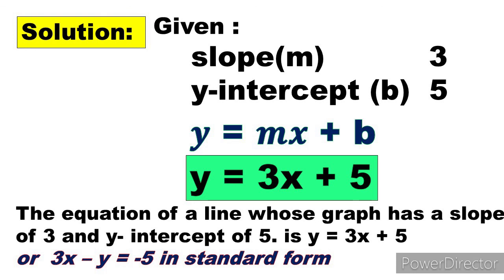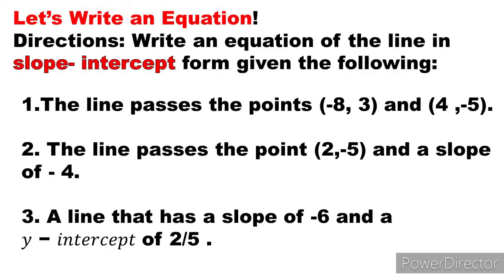In standard form, we have 3x minus y equals negative 5. And that is how to find the equation of the line given the slope and y-intercept. And now let's have another example.